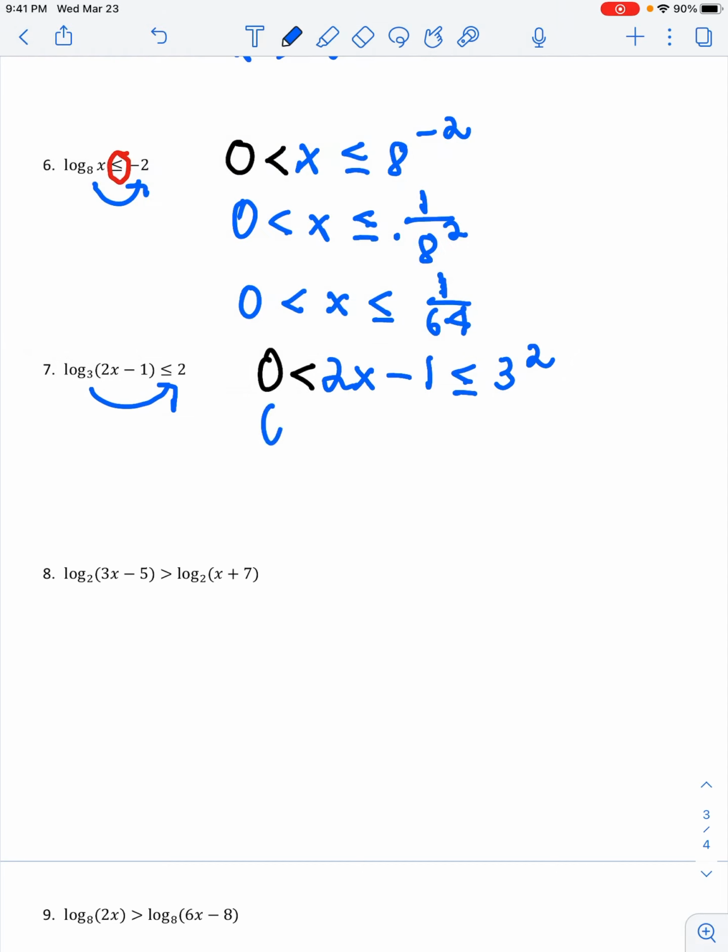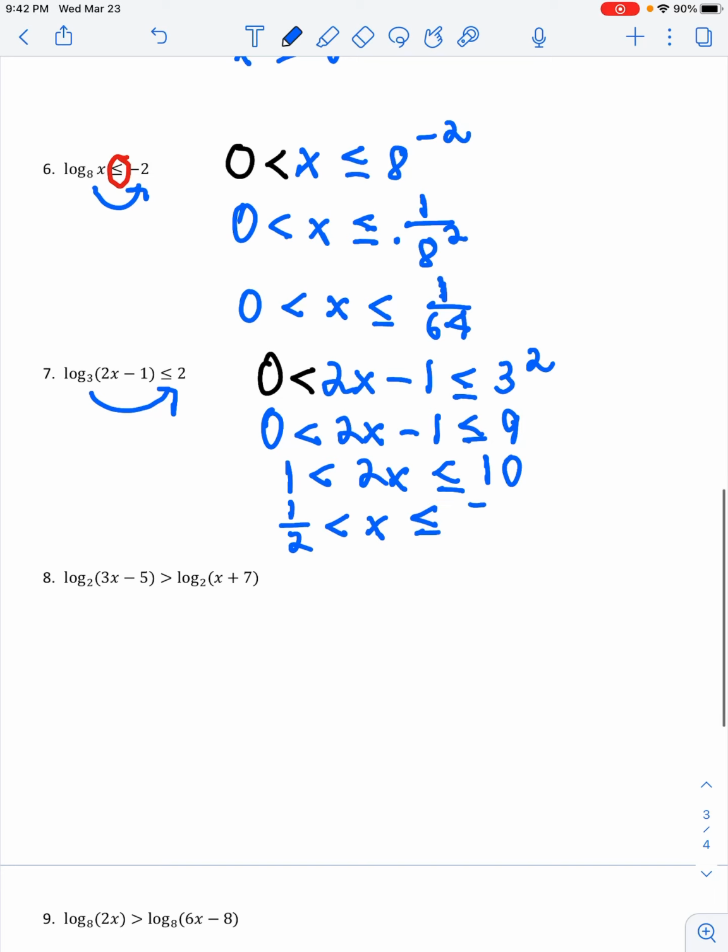And so I'd have 0 is less than 2x minus 1 is less than or equal to 9. Of course, I'd add 1 to both inequalities. So 1 is less than 2x is less than or equal to 10. And then I would divide both inequalities by 2. So I'd get 1/2 is less than x is less than or equal to 5.